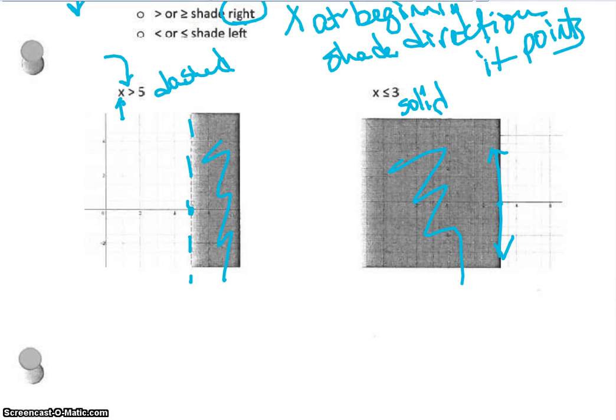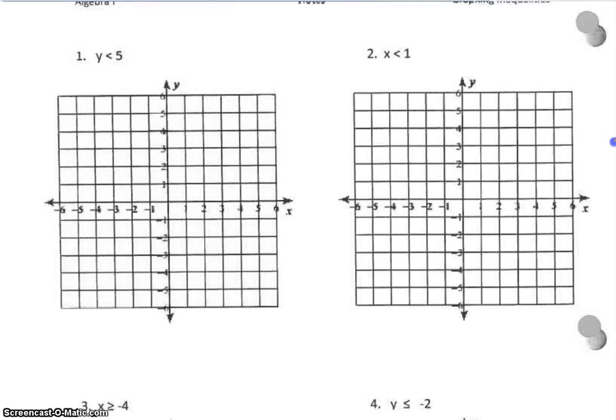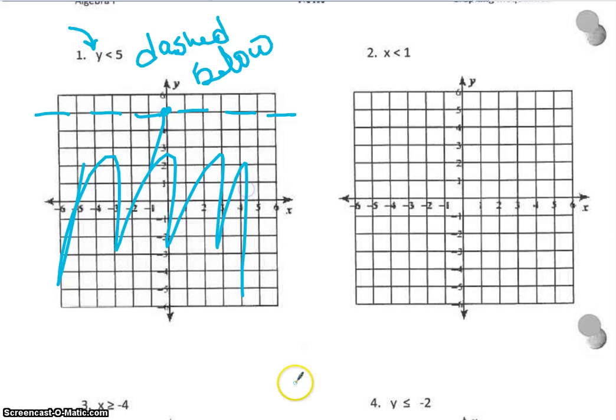Okay, so those are your two special cases, things that work a little bit different than what we were doing previously. So looking at number 1, y is less than 5. We're talking y, so you go to where y is 5 and you make a dot. Okay, it's going to have to be a dashed line because it doesn't have anything under it. It has to cross the y-axis, therefore it is a horizontal dashed line. And then it points to the y, so you would shade below. So you put your pencil on the line, you go down, here is your below.